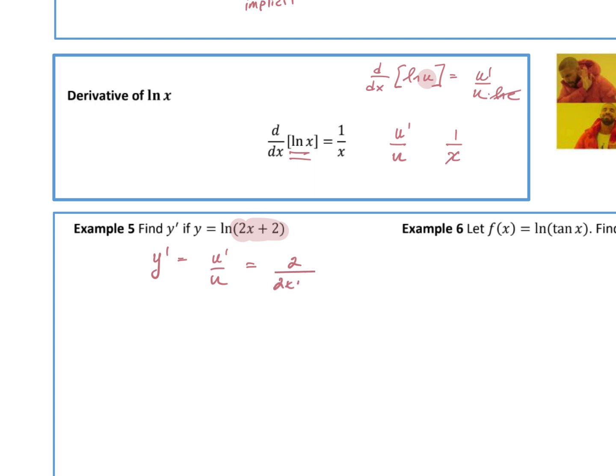So 2x plus 2. If you were to factor out a 2, you're going to get 1 over... So y prime is 1 over x plus 1.